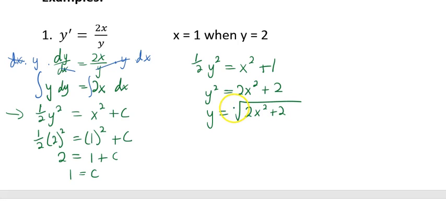Now, you want to pay attention. Square roots, when you take them, can be the positive or the negative version. And so you want to consider that given point, and they told us y is 2 when x is 1. They're looking at the positive in this case. Had they given you a different output, a negative output, you would be looking at the negative, which can be important in some AP level questions.